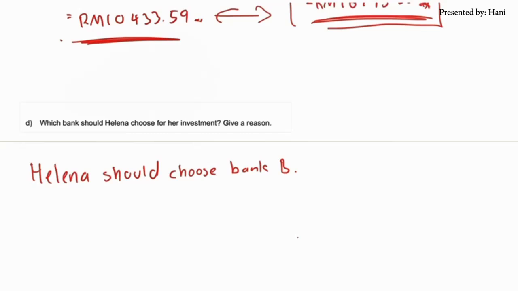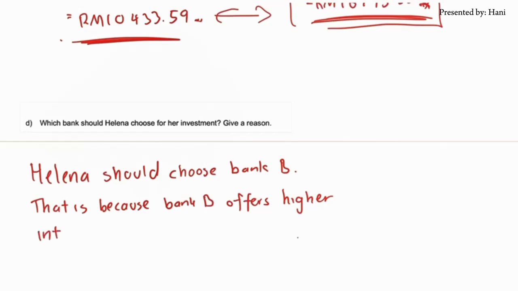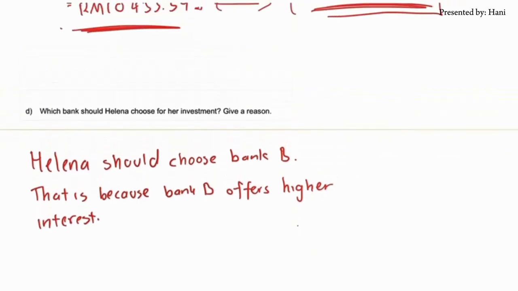Give a reason why she has to choose bank B. That is because bank B offers higher interest. Okay, so that is all for question 1.